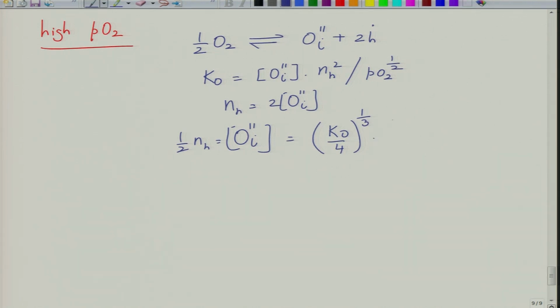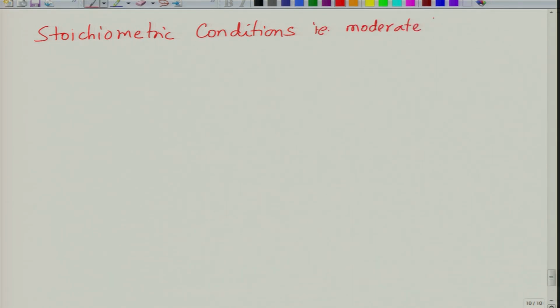Okay, and then it will be PO2 to the power 1 over 6. Okay. So, this is my second concentration of carriers. Now, what will happen at stoichiometric conditions? Now, third is that is moderate PO2, okay, partial pressure of oxygen. So, under these two scenarios might happen.